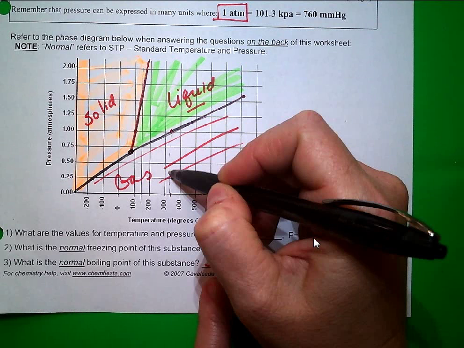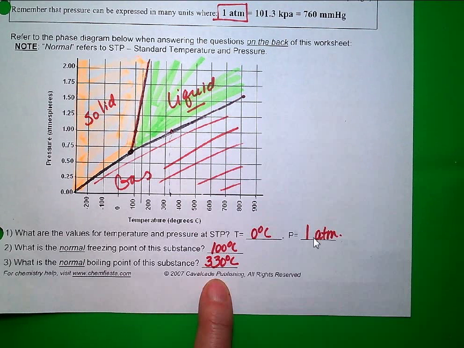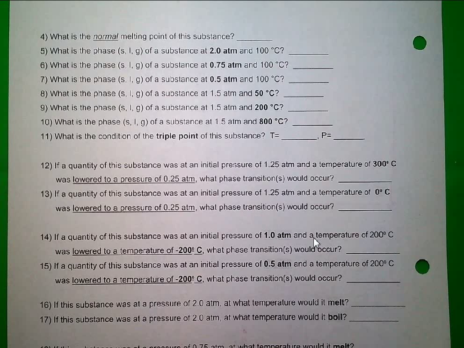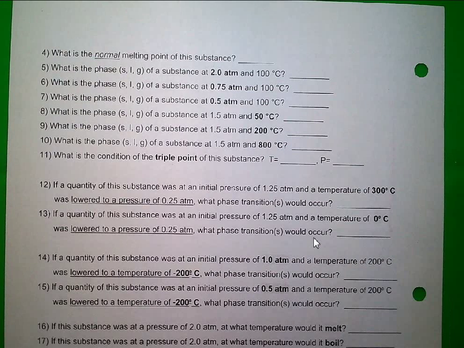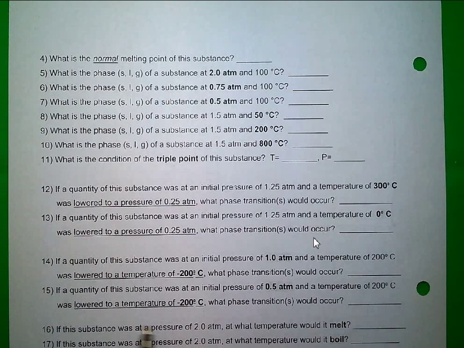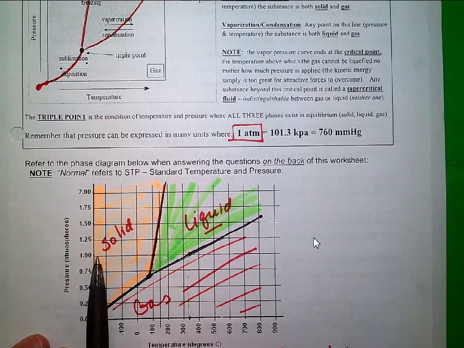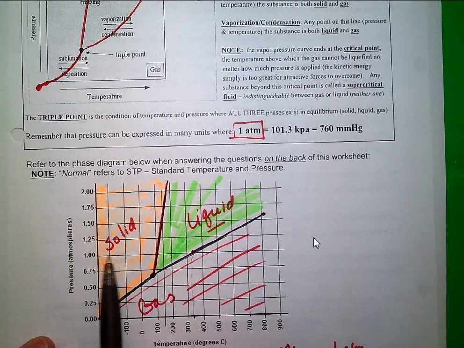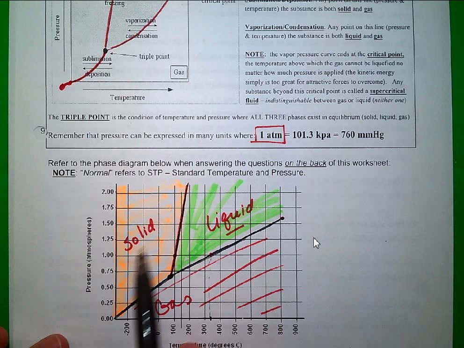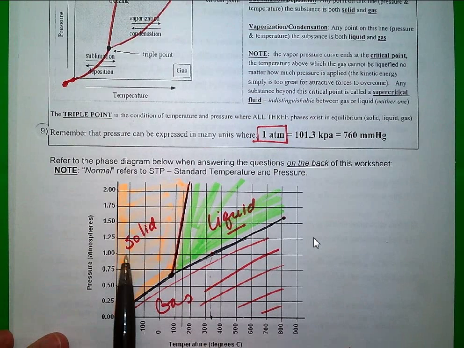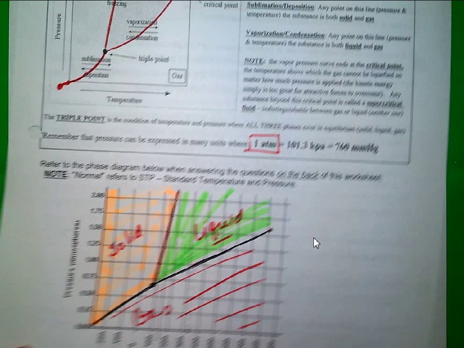On the back side, it says, what is the normal melting point? So the melting point, remember, is going to be the same as your freezing point, because this is freezing and melting, right? So this is your freezing and melting line. So it should be 100 degrees Celsius, right? 100 degrees Celsius.